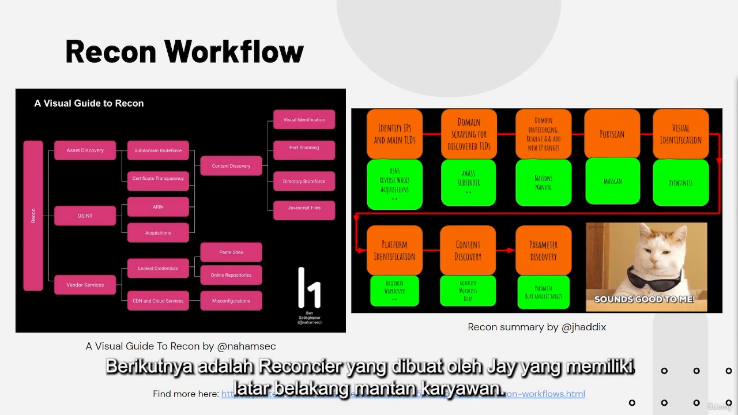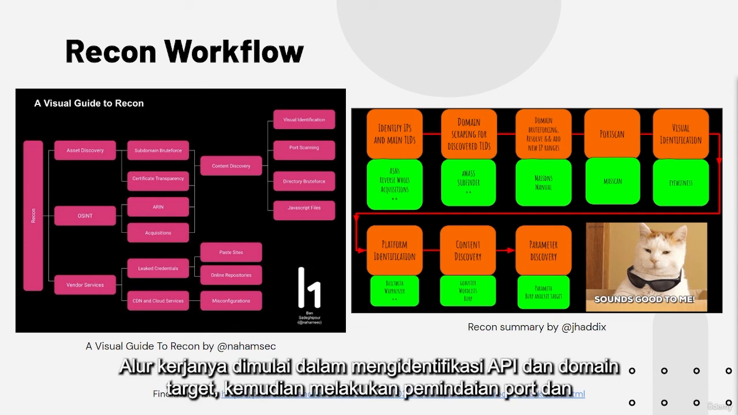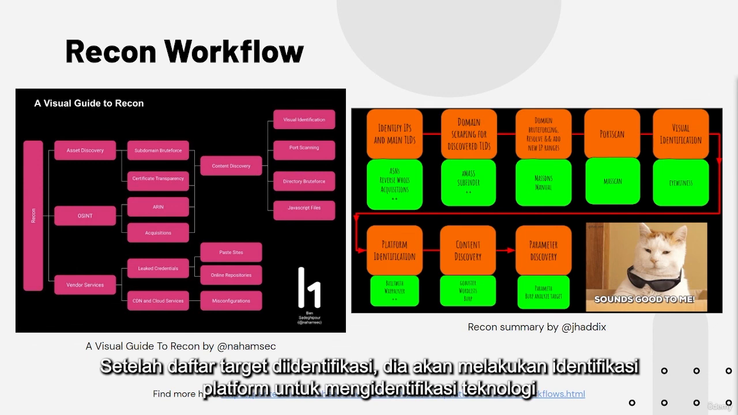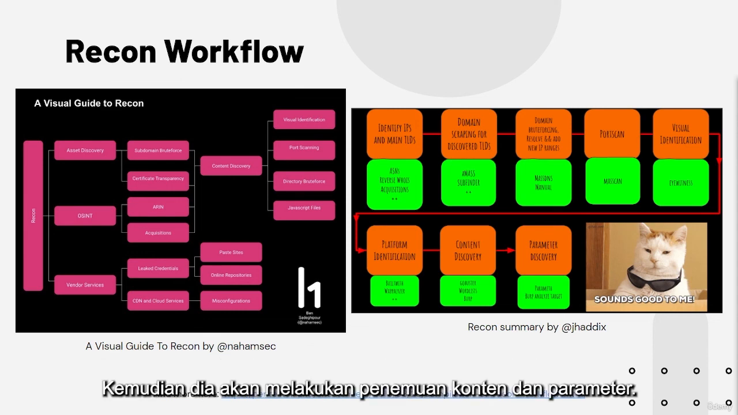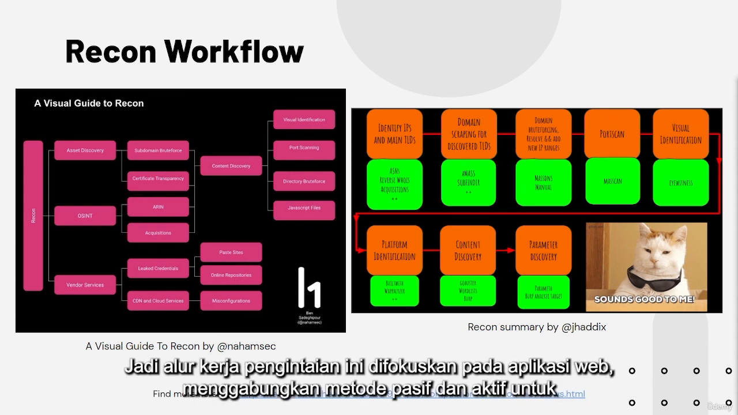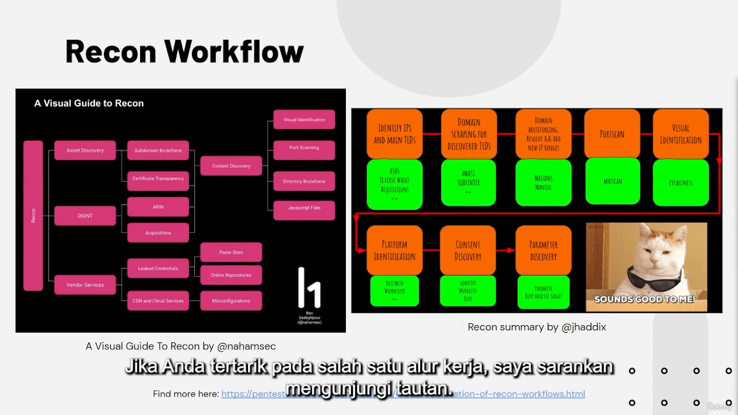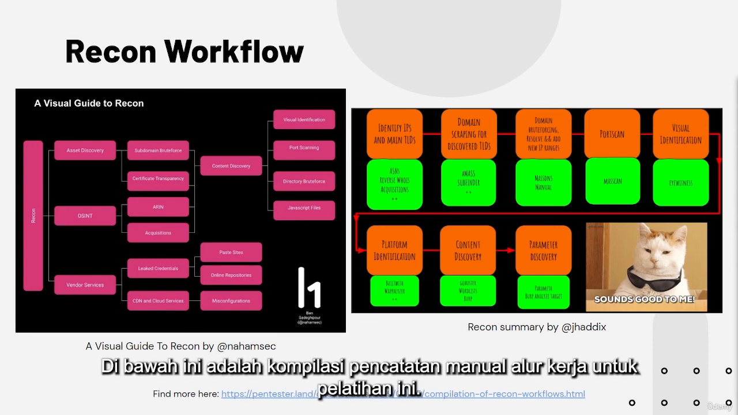Next is the recon summary created by Jason Haddix, a former employee of Bugcrowd. His workflow starts with identifying IPs and domains of the target, then performing port scanning and visual identification. Once the list of targets is identified, he will conduct platform identification to identify the technologies used in the assets. Then he will perform content and parameter discovery. These recon workflows are focused on web applications, combining passive and active methods to collect information. If you are interested in other recon workflows, I suggest visiting the link below. It is a compilation of many recon workflows.